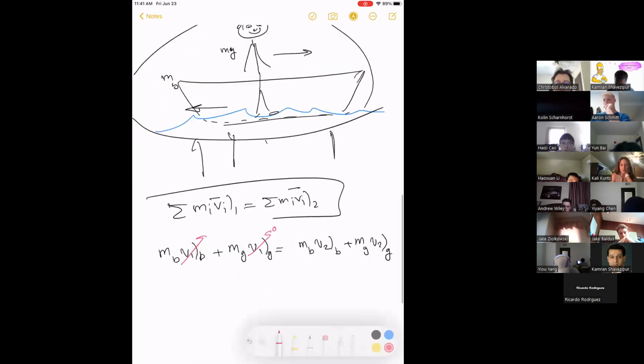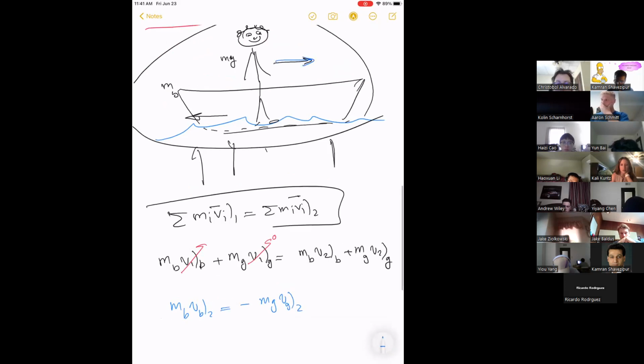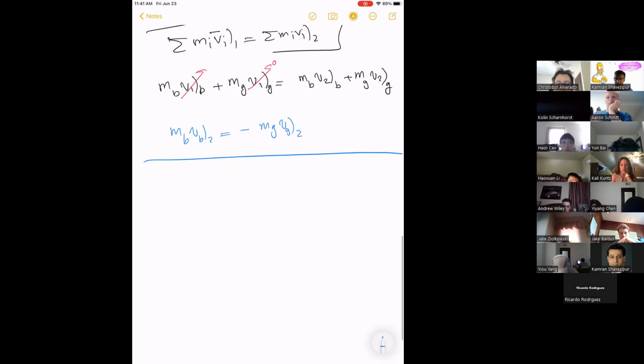So technically, from there, you may conclude that M boat V boat 2 should be equal to minus M guy V guy 2, right? That's why when the guy goes this way, the boat is going to go the opposite way with the proportional speed, right? And the same thing happened with this skateboard thing.